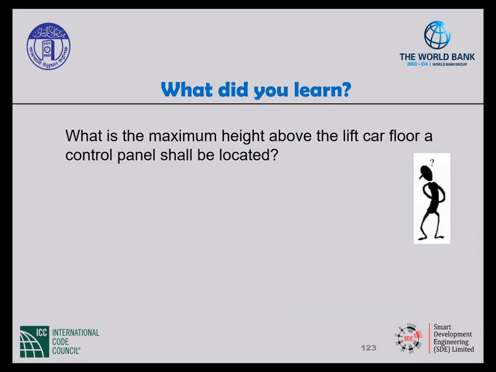What did you learn? What is the maximum height above the lift car floor a control panel shall be located? 900 millimeters, 1200 millimeters, 1500 millimeters, 1800 millimeters. And the answer is 1200 millimeters.